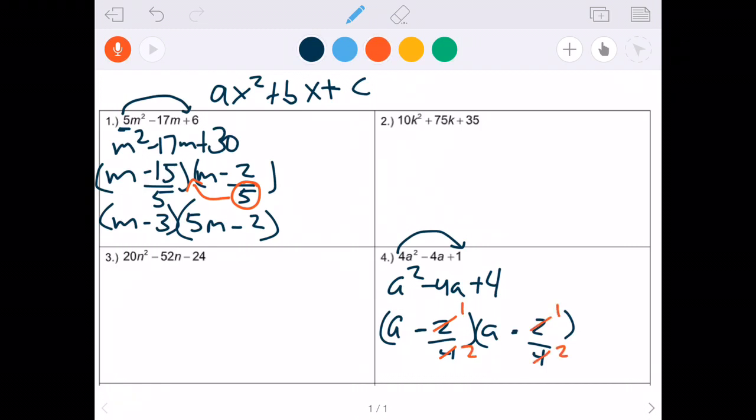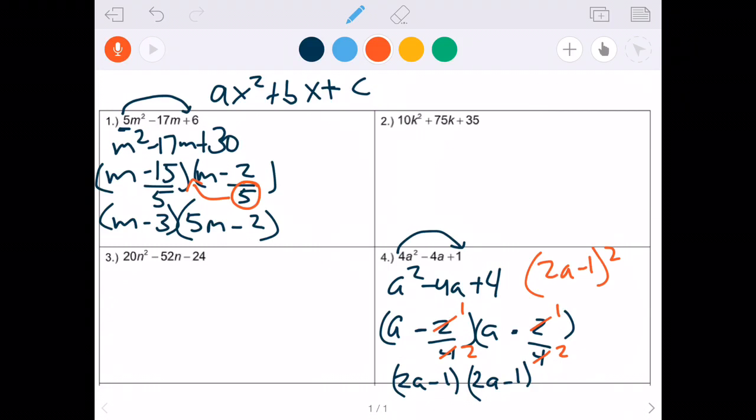And then obviously I have some fractions, so I'm going to bring the denominator to the front. So that is 2a minus 1, and then 2a minus 1. I talked about what to do here in the perfect squares trinomials video. 2a minus 1 times 2a minus 1 can be written more concisely, so that's 2a minus 1 squared. So that should be your final answer for number 4.